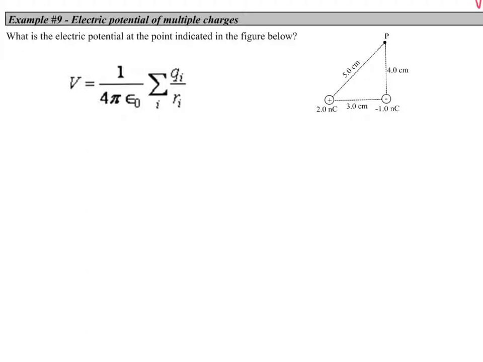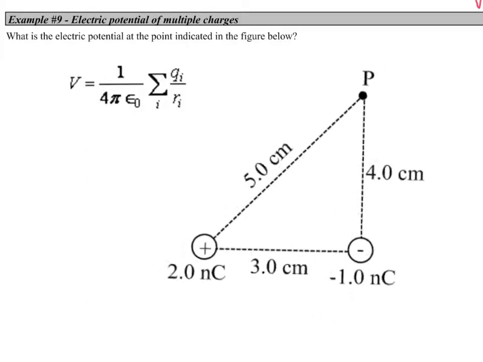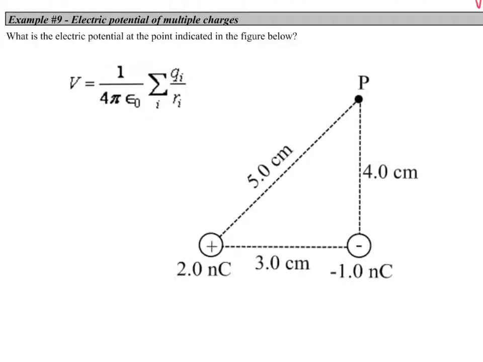Okay, so in this example we have a point away from two charges. The two charges are a 2 nanocoulomb charge that's 5 centimeters away from the point, and a negative 1 nanocoulomb charge 4 centimeters away from the point. And we're asked to figure out the electric potential at this point.